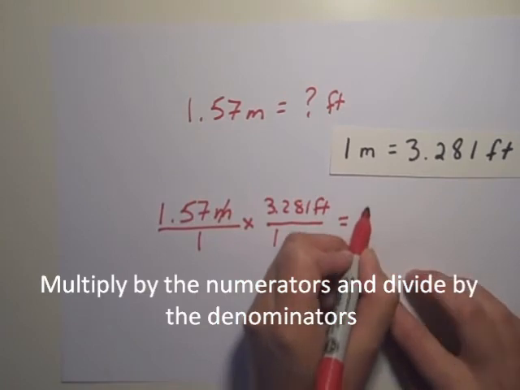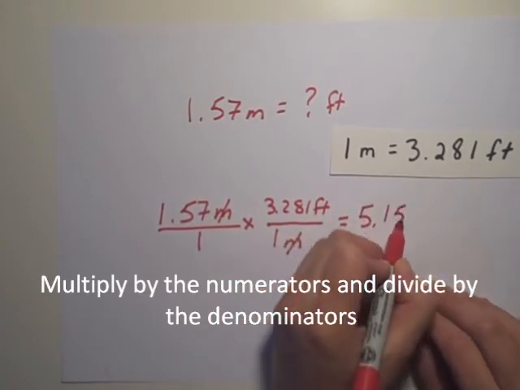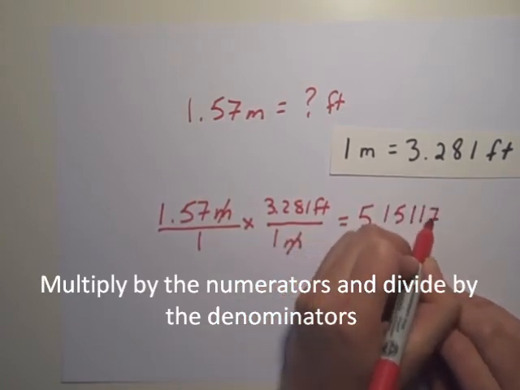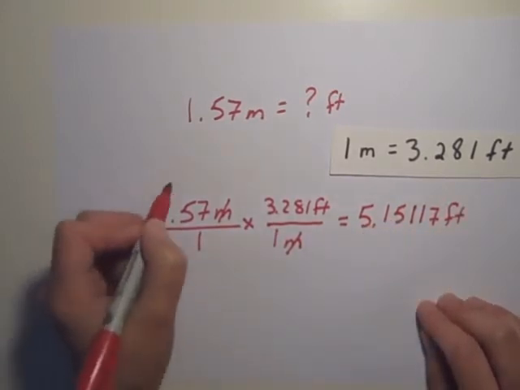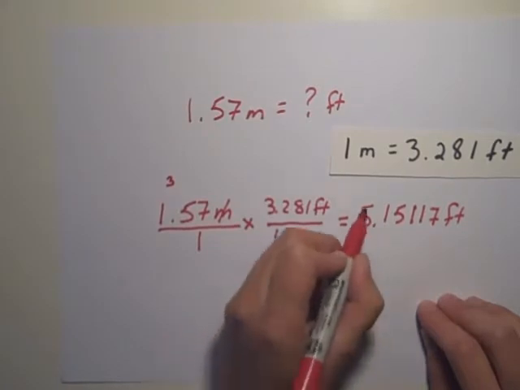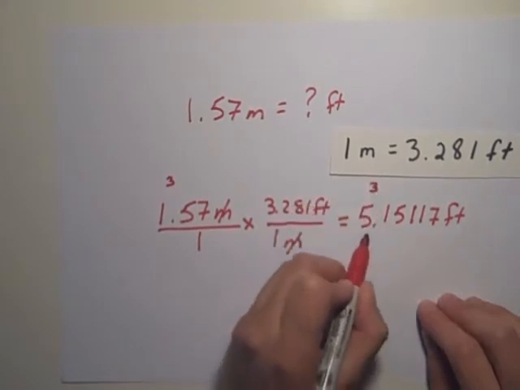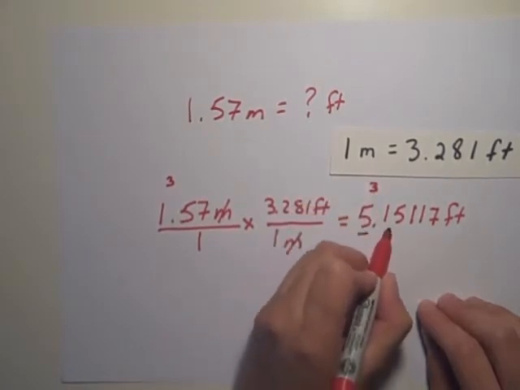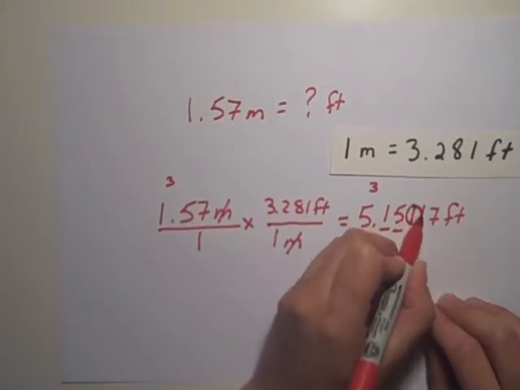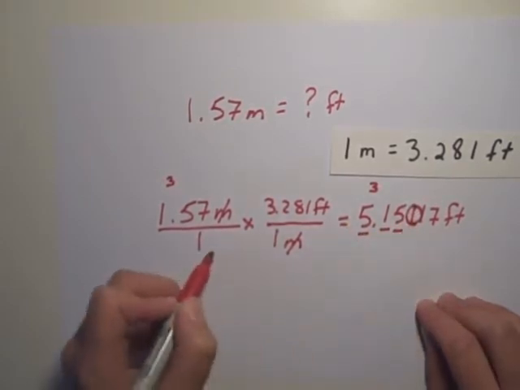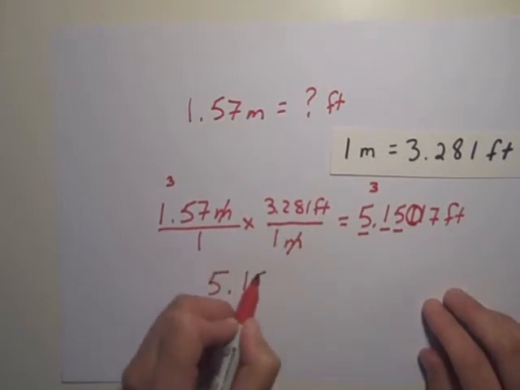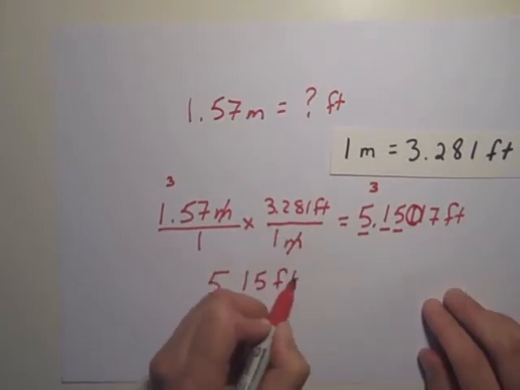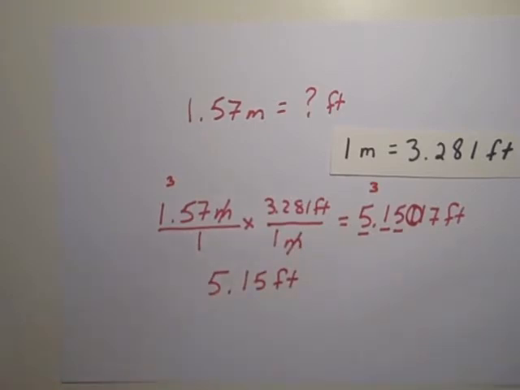When we do our calculation, we get 5.15117 feet. Our original measurement has 3 significant figures, so our final answer should also have 3. So that means 5.15. This 1 is less than 5, so it doesn't change that 5. Our final answer is 5.15 feet. The last step, does that make sense? And the answer is yes.